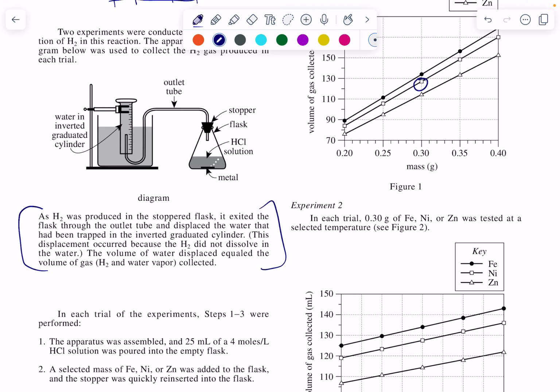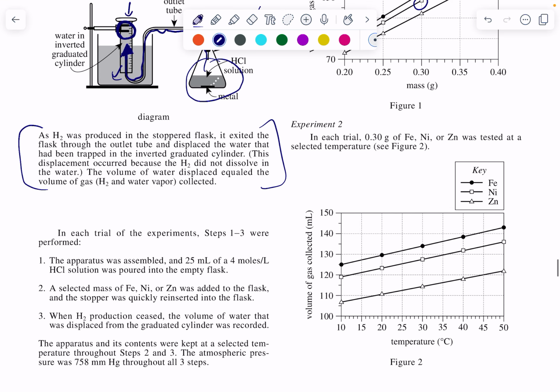So this says, as H2 was produced in the stoppered flask, so you run the reaction down here. It exited the flask through the outlet tube and displaced the water that had been trapped in the inverted graduated cylinder. This displacement occurred because the H2 did not dissolve in the water. The volume of water displaced equaled the volume of the gas. So they basically pumped the gas through this tube up into this upside down graduated cylinder, and the gas would collect at the top and push the water out, and they're able to see how much gas there is.